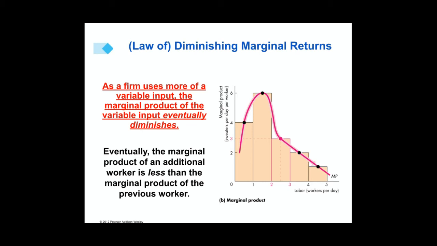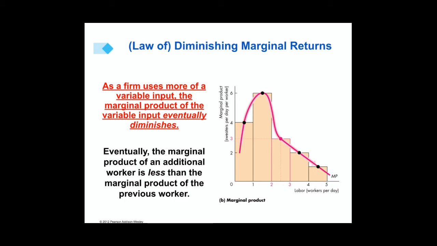The law of diminishing marginal returns. This is a feature of economics. When a firm uses more of any variable input, the marginal product of the variable input will increase, but eventually it will decrease. As we keep adding the variable input, the marginal product of incremental units of that variable input will eventually diminish. Marginal returns will eventually diminish. This is diminishing marginal returns.